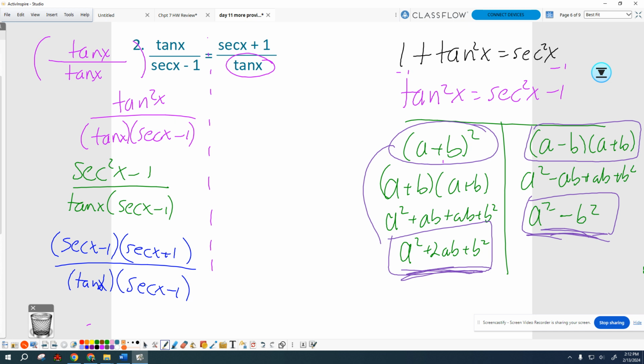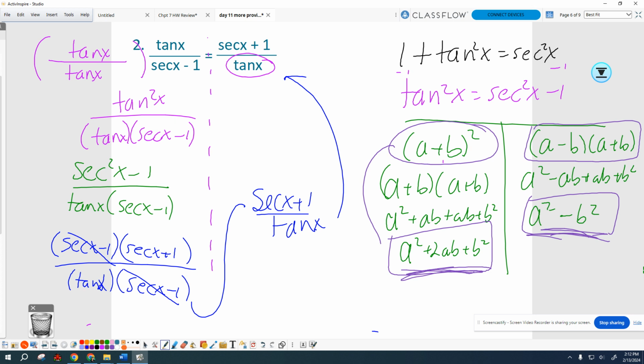Crystal, what can I do with what Colin got for us? That's why I had secant x minus 1. And what am I left with, Israel? Secant x plus 1 over tan x. Secant x plus 1 over tan x, which is that. Okay.